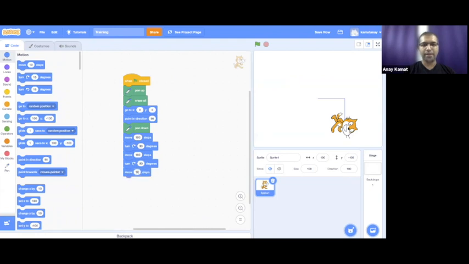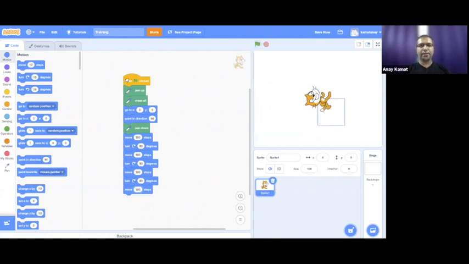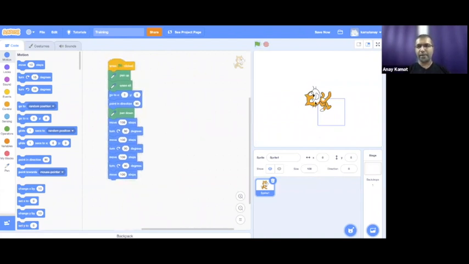Why are we moving 100 steps each time? Because it's a square. It's equal on all sides. And as we can see, we are almost there. We just need to rotate by another 90 degrees and move by 100 steps. And we get a square. So at this point, we can consider we have already drawn a square.